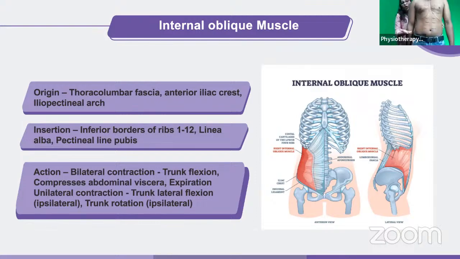If there is bilateral contraction, that is contraction on both sides, it will cause flexion of your trunk, and it will also compress the abdominal viscera, that is the stomach and so on. Those abdominal viscera will get compressed when the muscles on both sides contract. Unilateral contraction, as I told you, gives same side flexion and same side rotation for internal oblique. For external oblique, it is same side flexion and opposite side rotation.